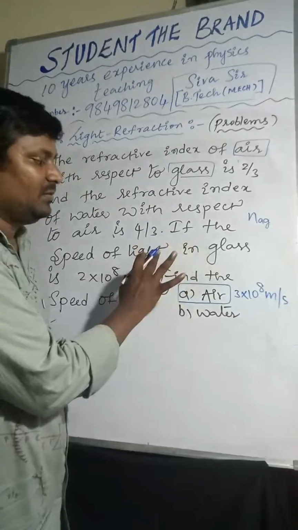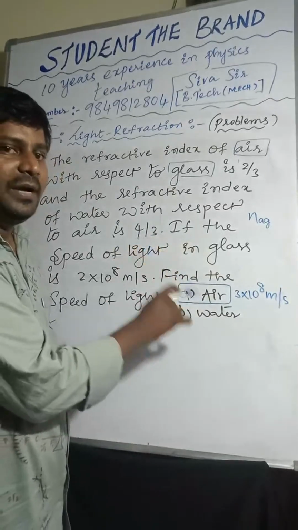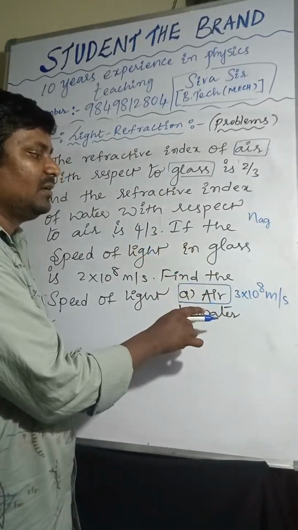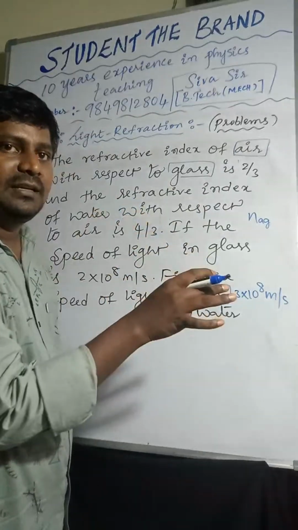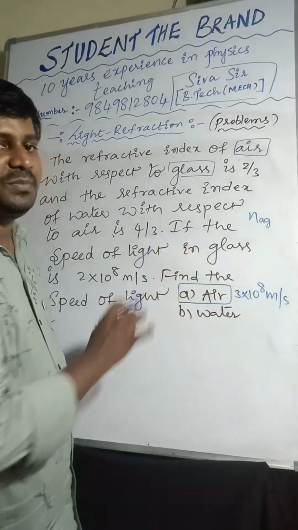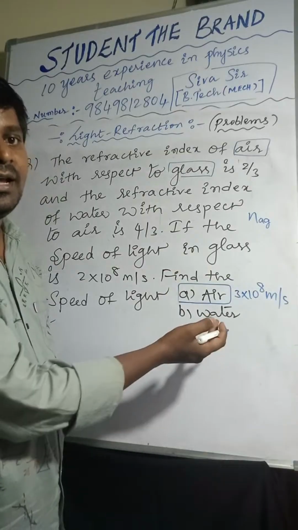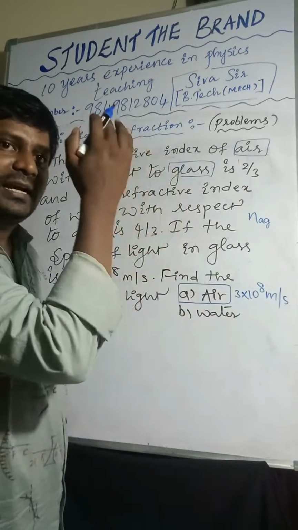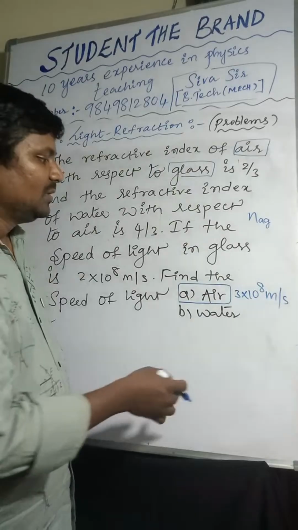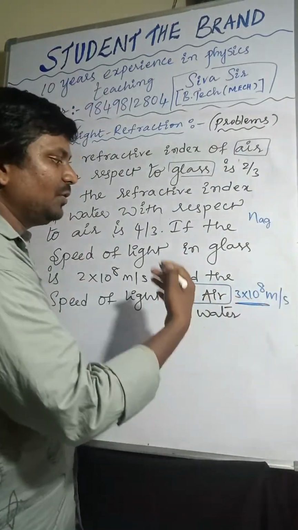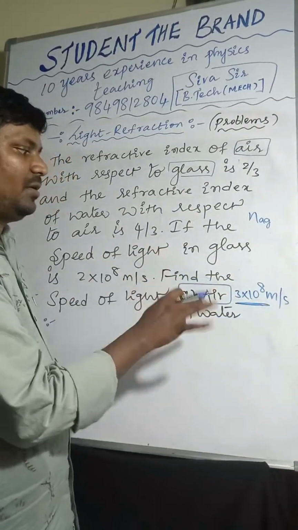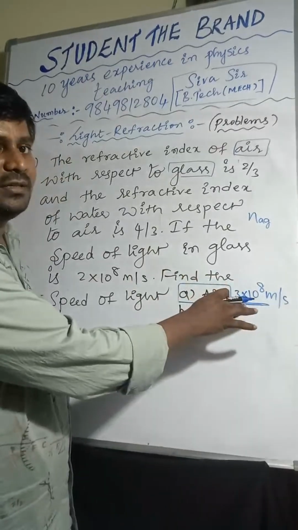I don't want to solve. By seeing speed of light in air, blindly you have to fix it. The answer is 3 into 10 power 8 meter per second. Speed in air, that is right. We are studying from long back. This is fixed. Whether you do the problem or not, the answer must be this one.